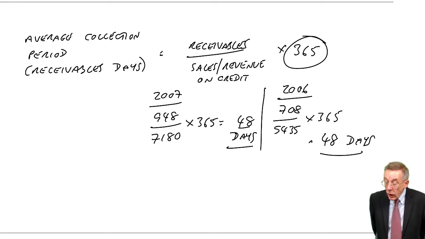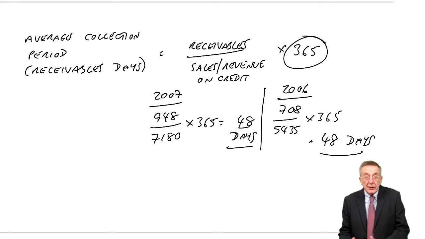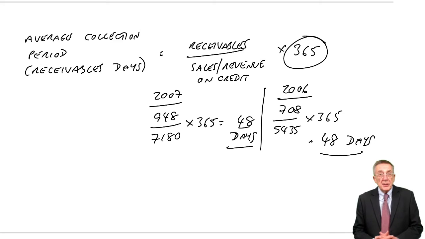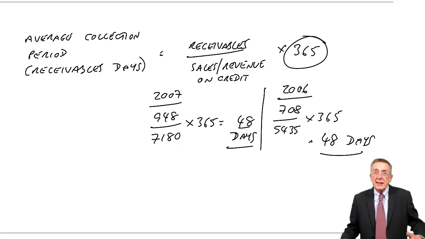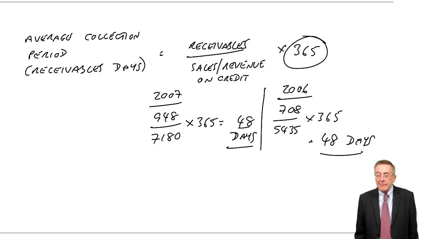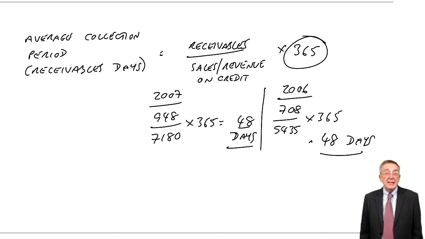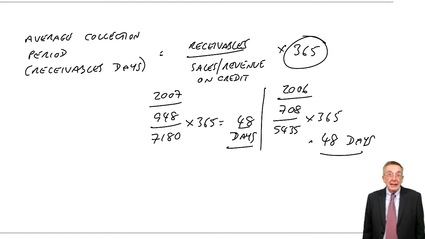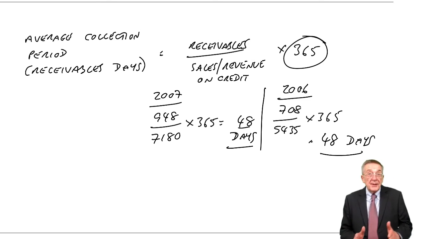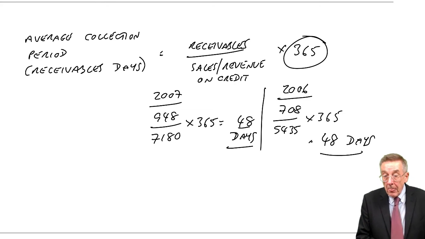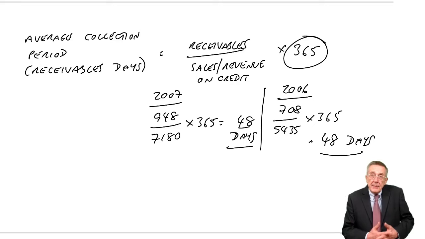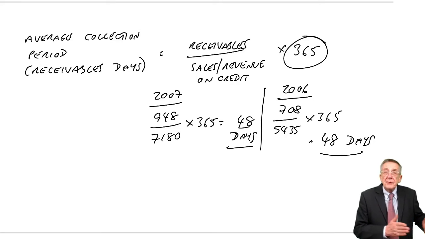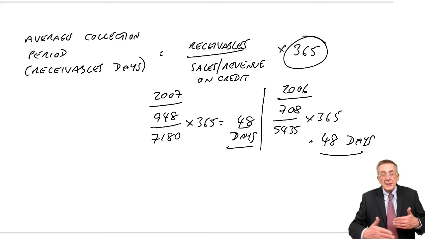Thirdly, although if you think about it, we want that to be as low as possible. The faster they're collecting the money in, the better. You can't really say whether 48 days is good or bad. You'd really need to compare with similar companies because different types of company are almost forced to give different periods of credit.